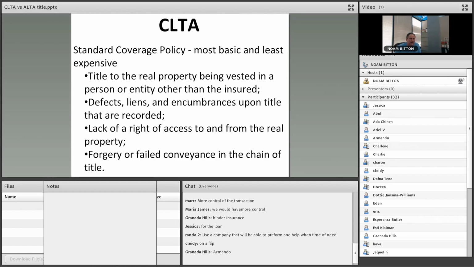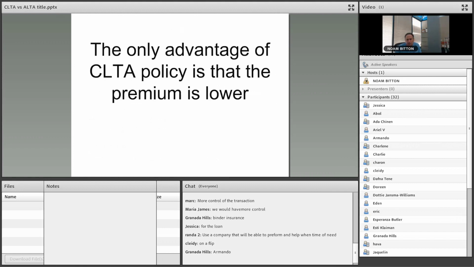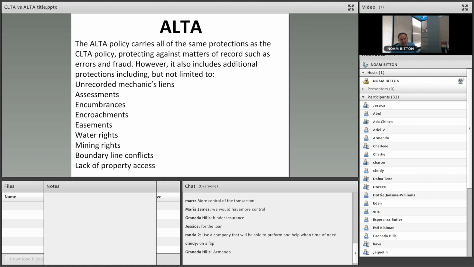So now, what's the only advantage of CLTA? And I want you to remember that. The only advantage of CLTA, besides the fact it's covering a few things, is that the premium is lower. It's cheaper than the ALTA. So let's talk about the ALTA. ALTA, the American Land Title Association, basically covers the same thing as the CLTA, including protection against errors or fraud or things like that. But also, and this is very important, it covers other things like, for example, mechanic liens.